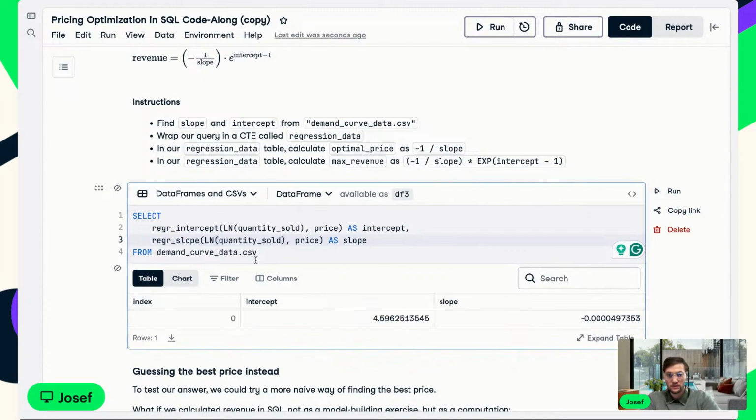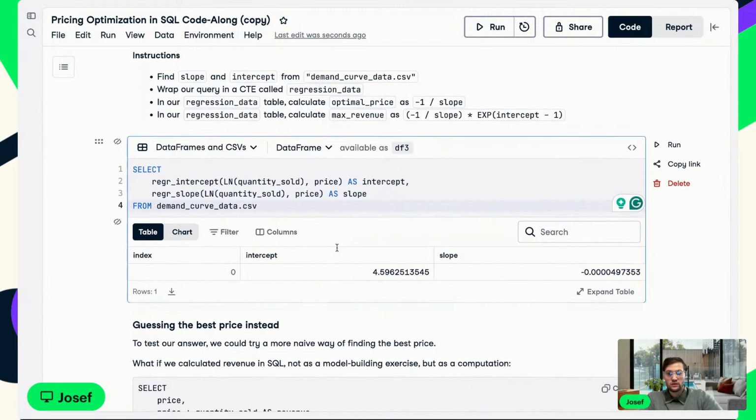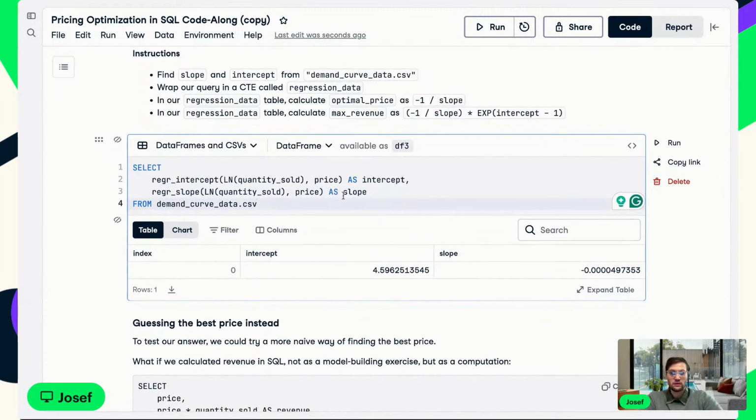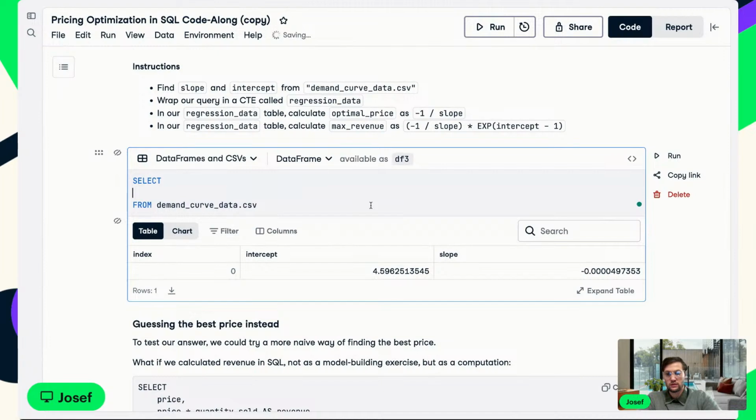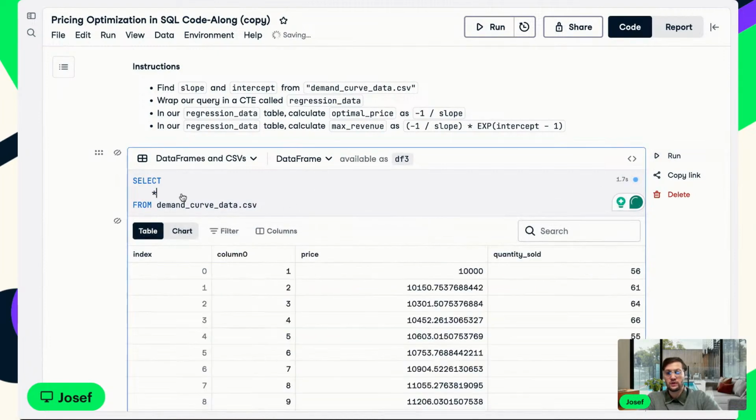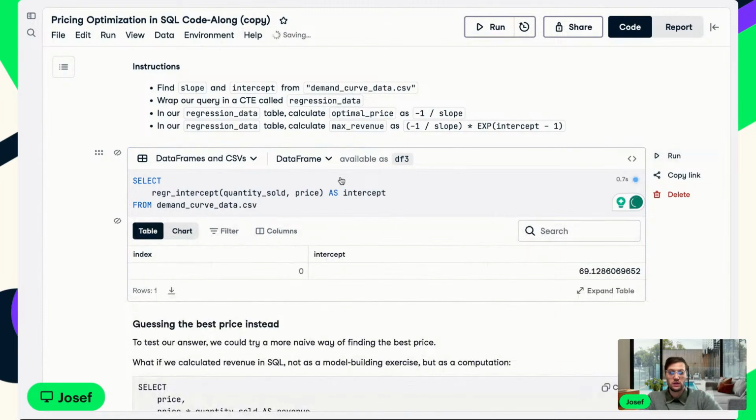Well, this has to be, okay, so the intercept from demand and slope, regression intercept. Hang on, let's see, select star from regression, intercept, quantity sold and price as intercept, okay.